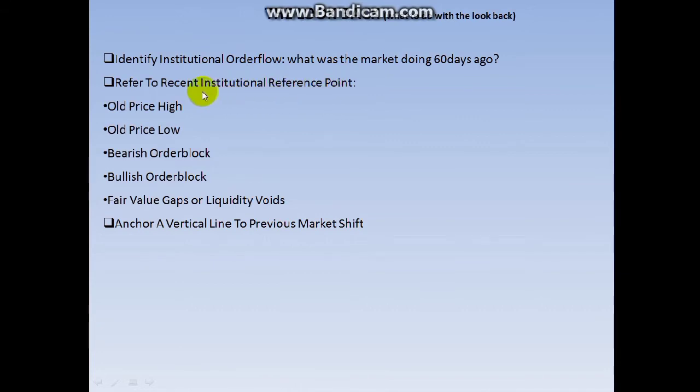We refer to recent institutional reference points. So what are the reference points we make reference to? The institutional levels we make reference to come in the form of old price high, old price low, bearish order block, bullish order block, and fair value gaps or liquidity voids. Then anchor a vertical line to the previous market shift. This is all we do with the look back.